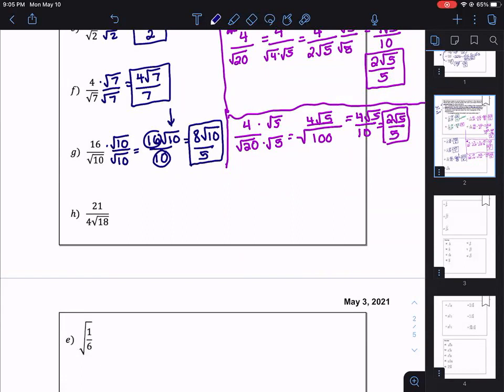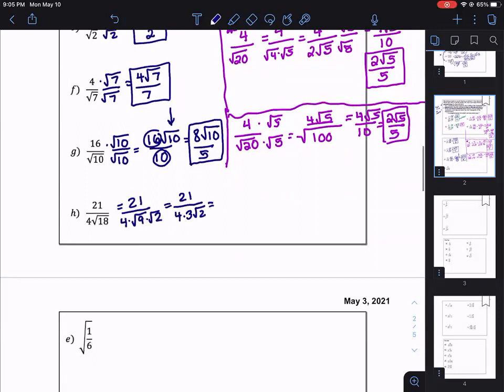The first method that I prefer is you simplify first. So the largest square in 18 would be 9. I'm going to get 21 over 4 times 3 radical 2, which is 21 over 12 radical 2. Now there's 2 things you can do. You can rationalize and then simplify, or simplify and rationalize. I'm going to rationalize. So I get 21 radical 2 over 12 times 2, which is 24.